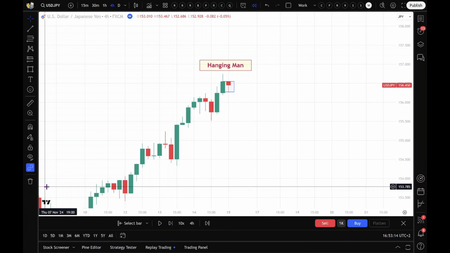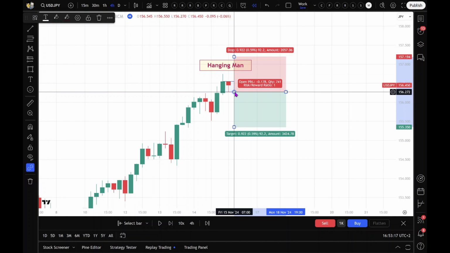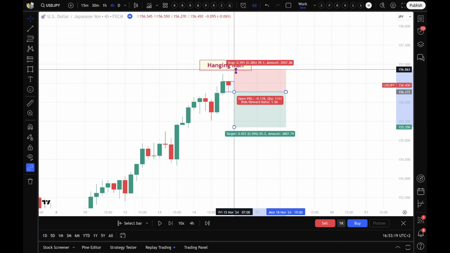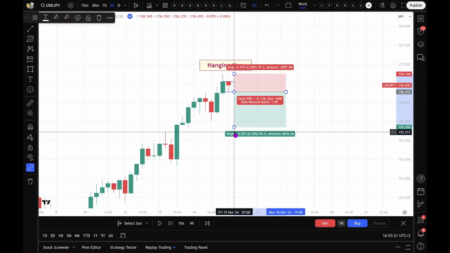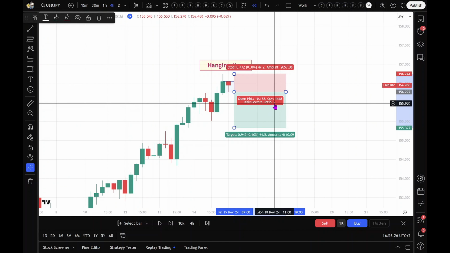Okay, let's move to trading view. Here, we have our hanging man. We can open a position here, right at the breakout of this pattern. We set our stop at the previous swing high, here, and our take profit with a risk-reward ratio of 2-to-1, as we can see here.